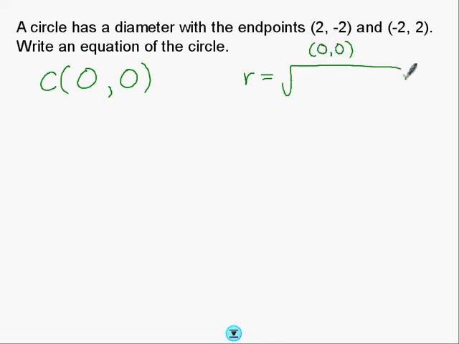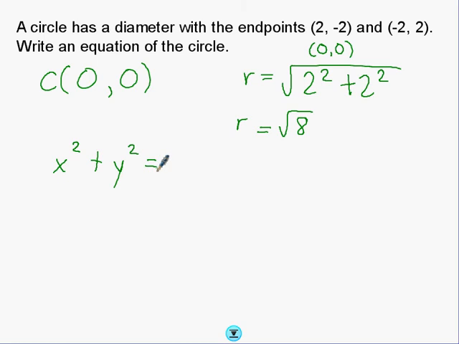And the radius is going to be the square root of the change in x. Well, our x's are 2 apart, plus the change in y. They're 2 apart, squared. So the radius is the square root of 4 plus 4, the square root of 8. Do not approximate this. Do not simplify this, because you're about to see what we're going to do. Okay, let's write this equation. x minus what's h? 0. That's just going to be x squared. y minus what? 0. y minus 0 is y. Okay. Equals r squared. Well, the square root of 8 squared is 8. Done.